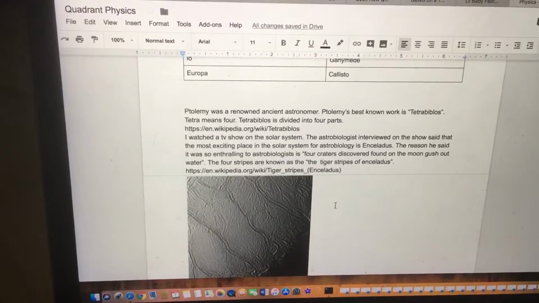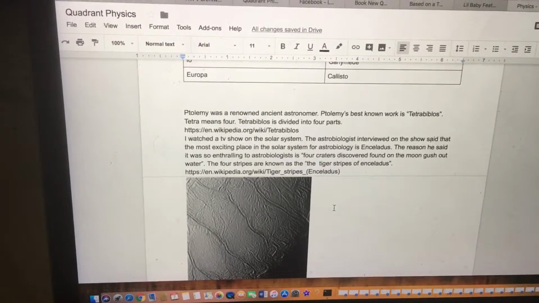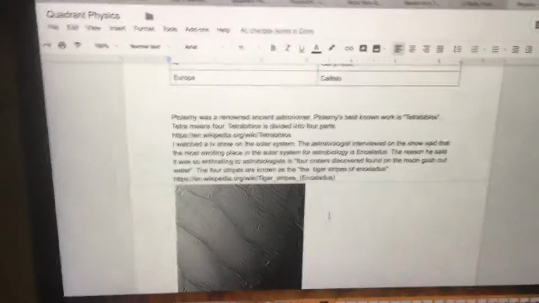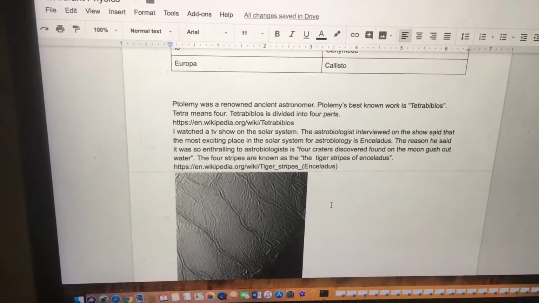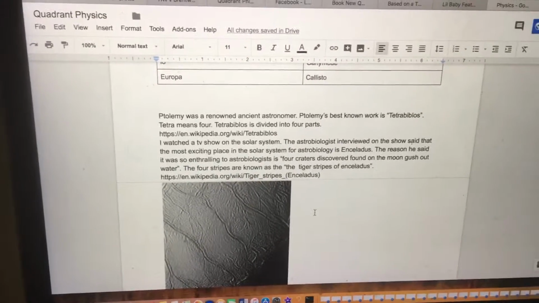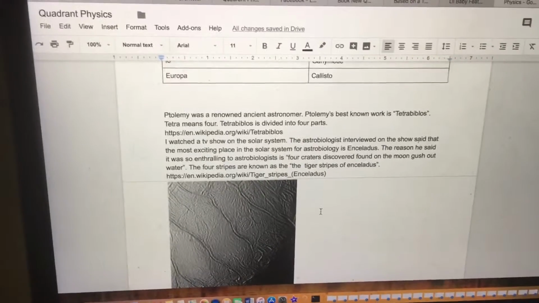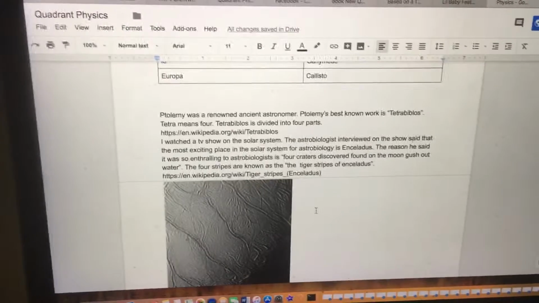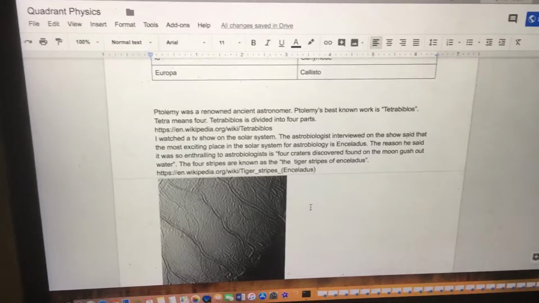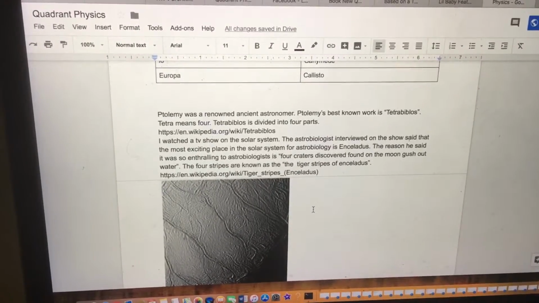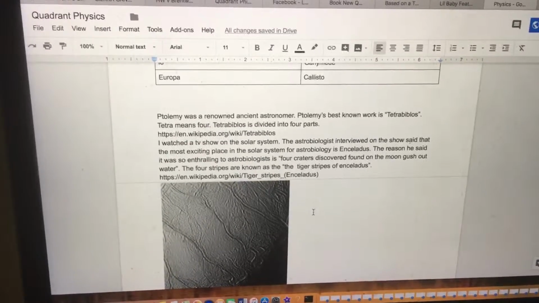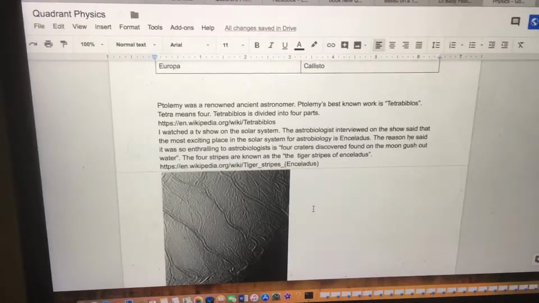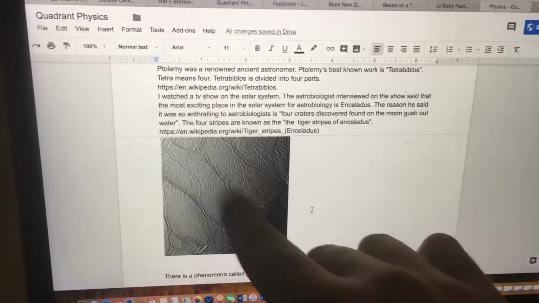I watched a TV show on the solar system. The astrobiologist interviewed on the show said that the most exciting place in the solar system for astrobiology is Enceladus. The reason he said it was so enthralling to astrobiologists is 4 craters discovered on the moon gush out water. The 4 stripes are known as the tiger stripes of Enceladus.